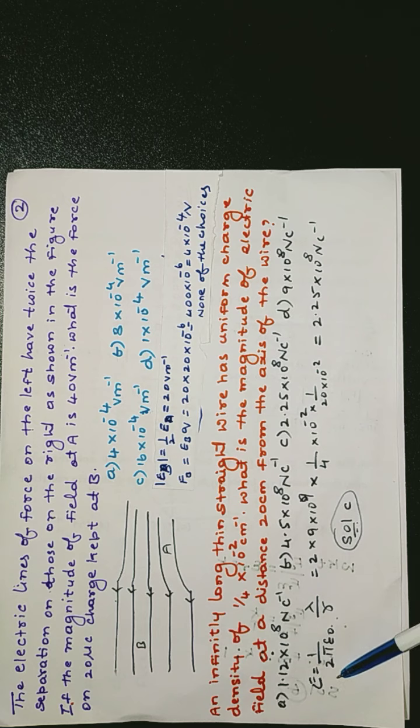We know that the electric intensity or electric field at a point near a long infinitely charged wire is 1 by 2 pi epsilon naught into lambda by r. But what is 1 by 2 pi epsilon naught? It is 2 times 1 by 4 pi epsilon naught. We know the value of 1 by 4 pi epsilon naught is 9 into 10 to the power of 9. So 2 times 9 into 10 to the power of 9 into lambda, which is 1 by 4 into 10 raised to minus 2, divided by 20 centimeter.